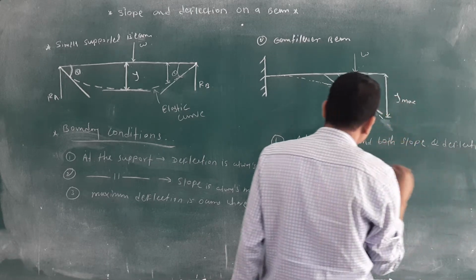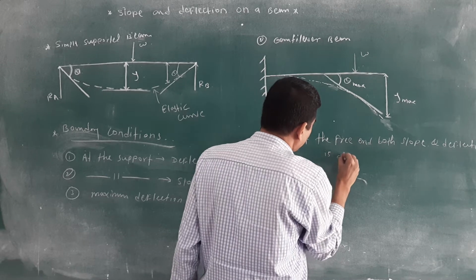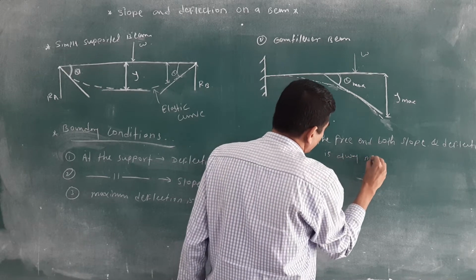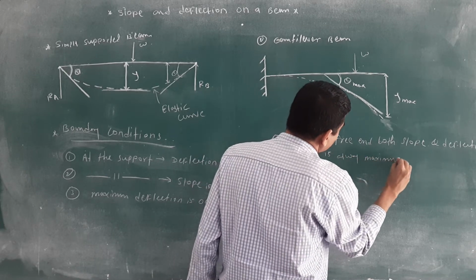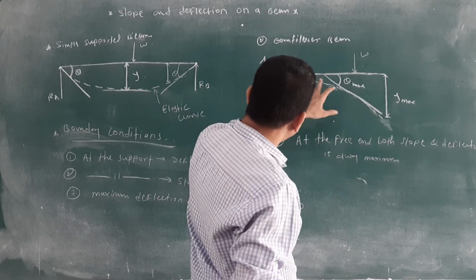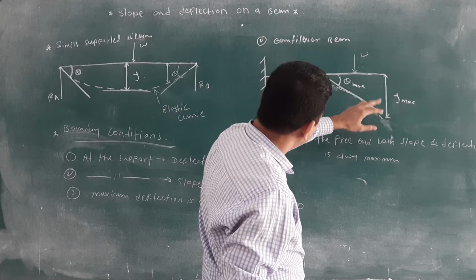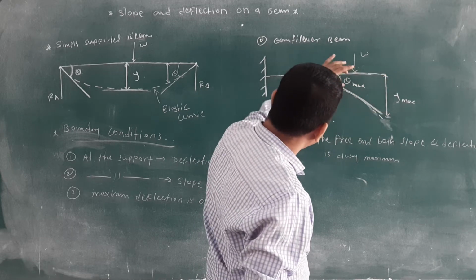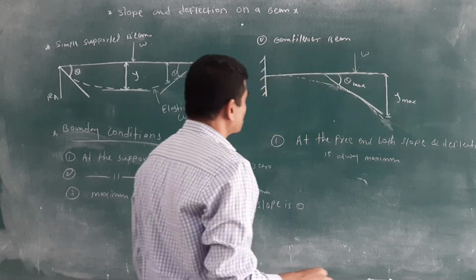You will get the maximum value. Check that: the beam will bend in this way. Then here you will get the y max value, and here you will get the theta max value.